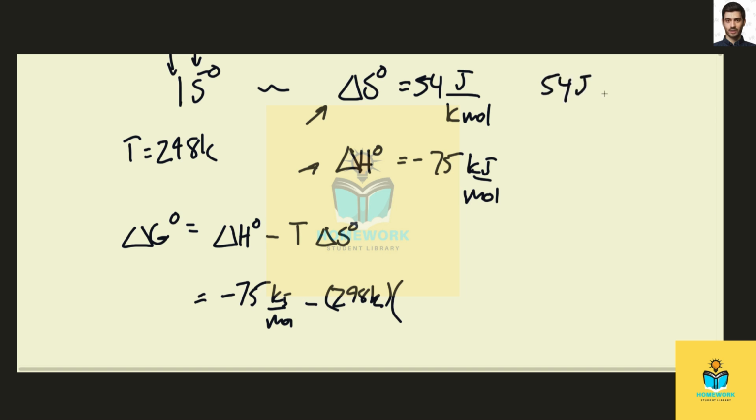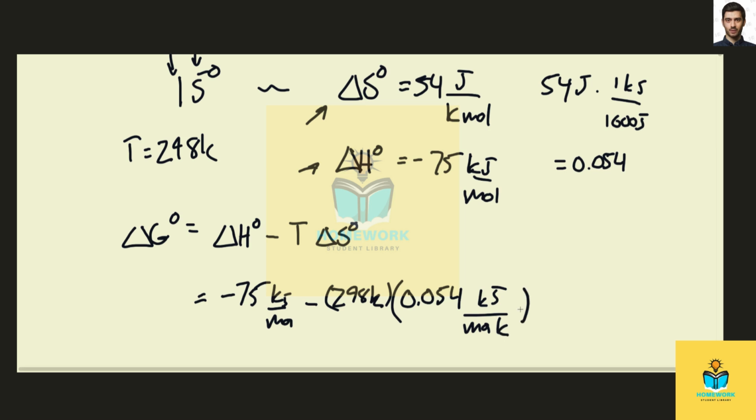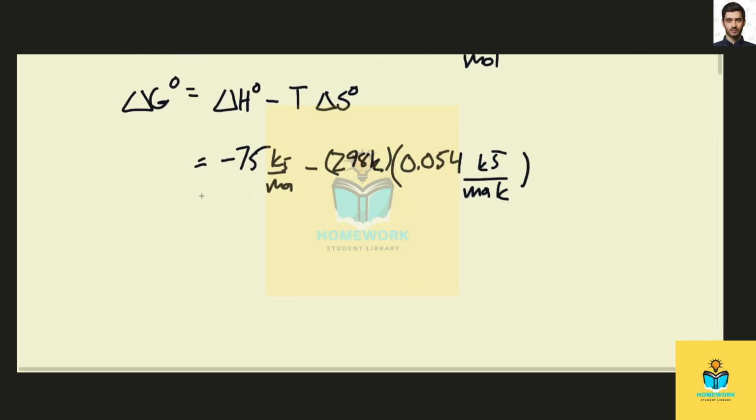So 54 in joules, and if we want it to be kilojoules, we say there's 1,000 joules in 1 kilojoule, and we'll get 54 divided by 1,000, or 0.054. Great. So let's put that in here instead: 0.054 kilojoules per mole per Kelvin. And what do we get for delta H? Got to calculate this, do it off to the side real quick.